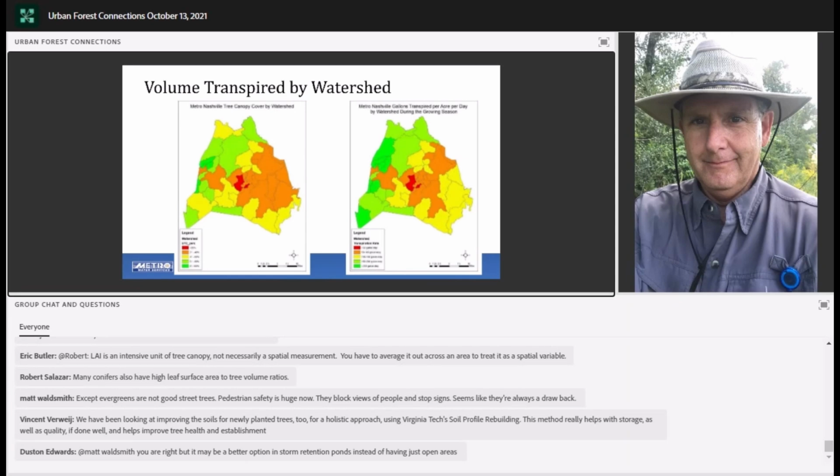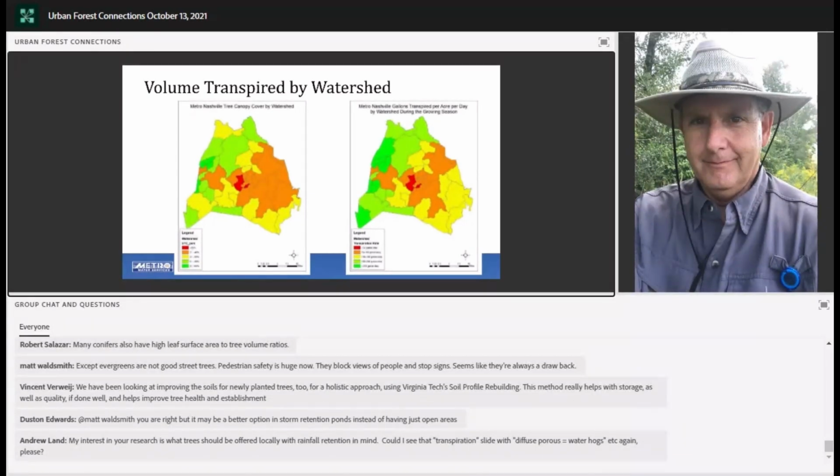So using that information, we were able to get at the number of gallons transpired per acre per day within each of the watersheds using some of the existing equations. What this will do is help us plan for tree planting events or plan where to retain as much canopy cover as possible.